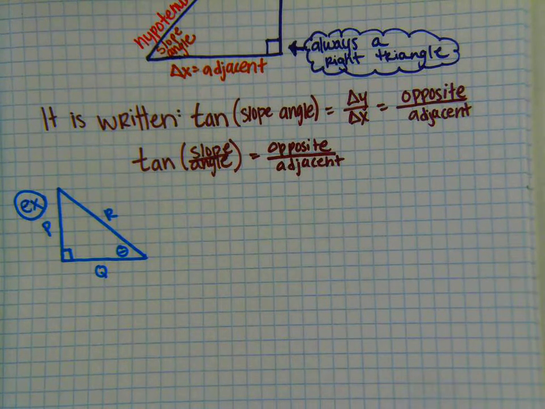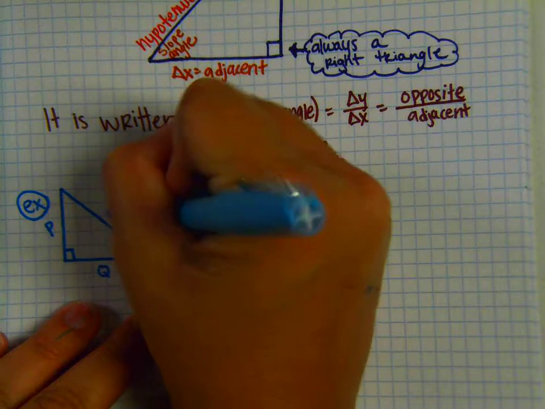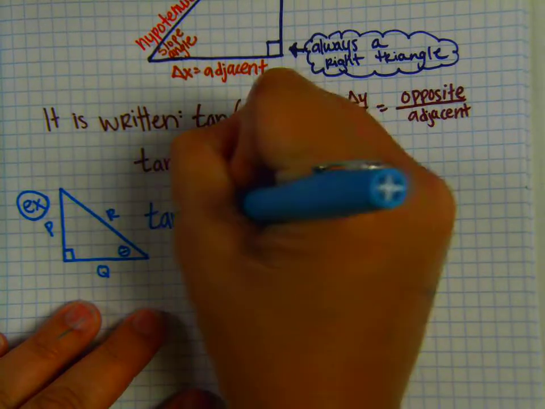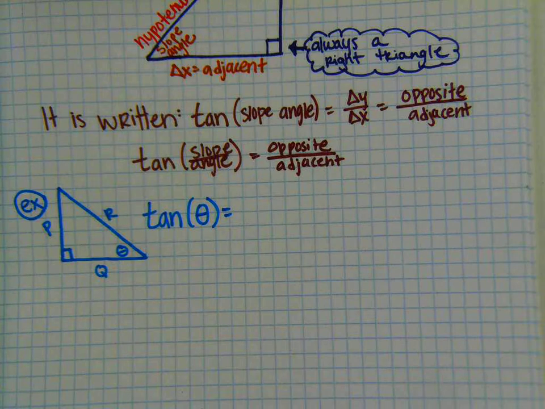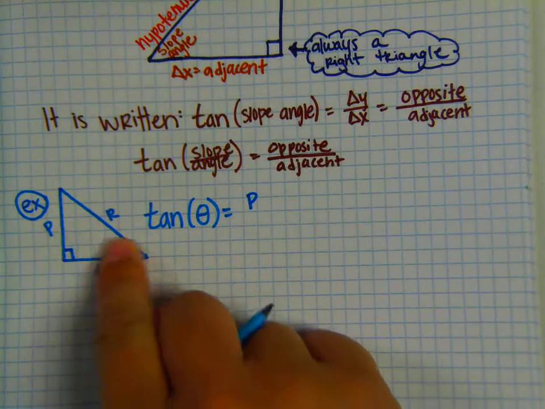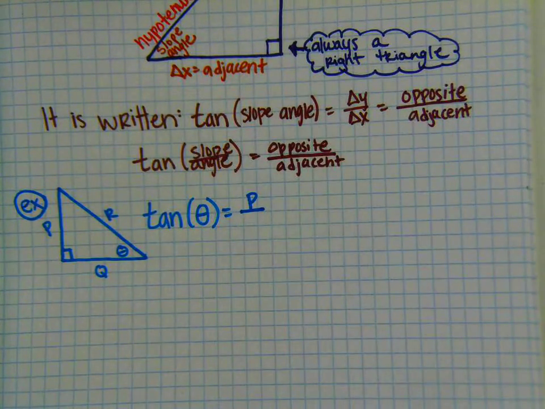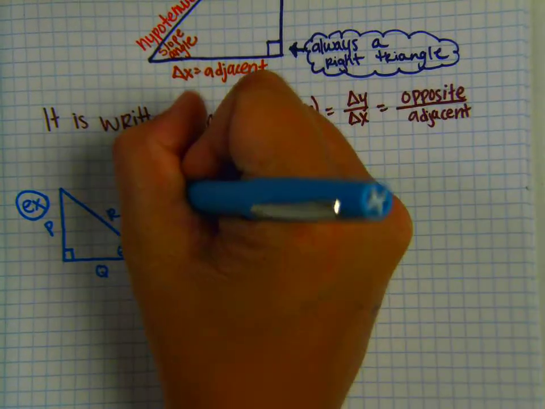Okay, so now we're going to write our tangent ratio. Instead of writing slope angle now, we're going to write theta. So we write tangent of theta equals, now I'm theta, and I want to pass the ball opposite. Which letter is opposite of theta? P. P is opposite theta, because I can pass it straight to P. And then over adjacent, which is Q. And that's going to be your tangent ratio for that problem.